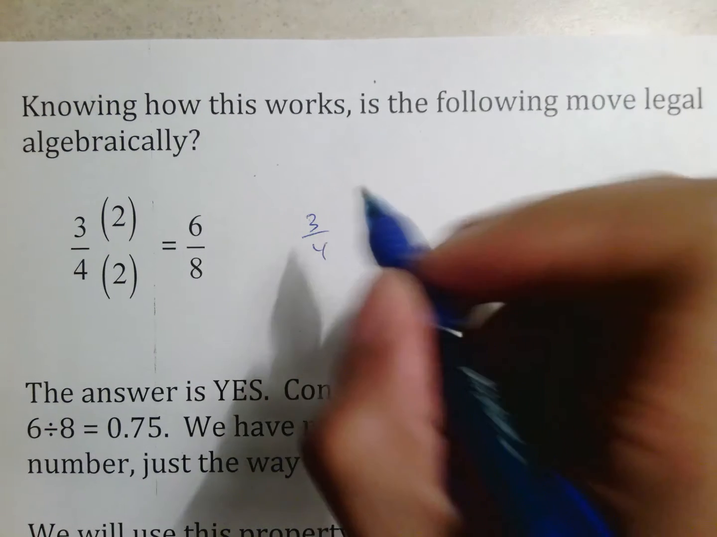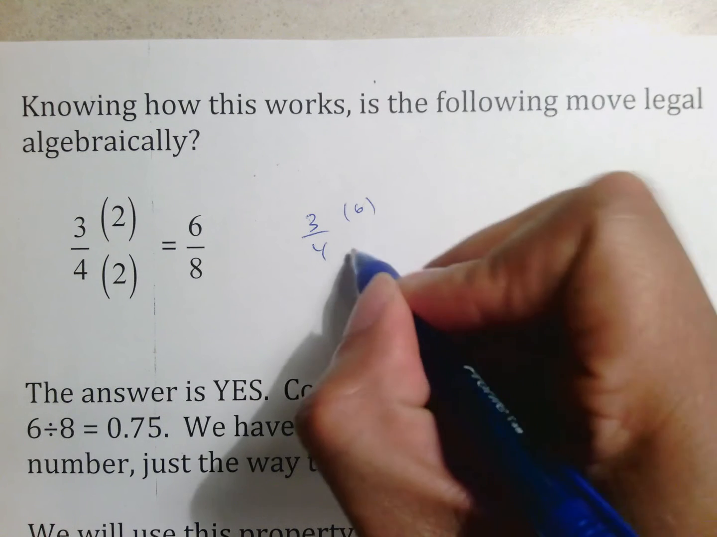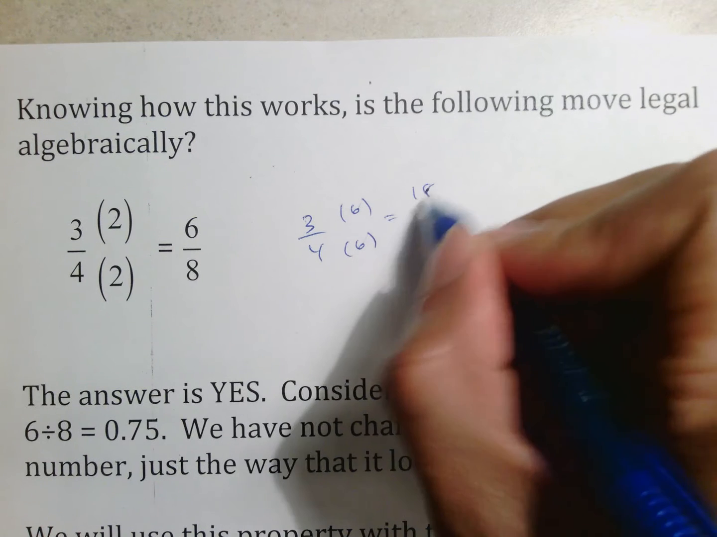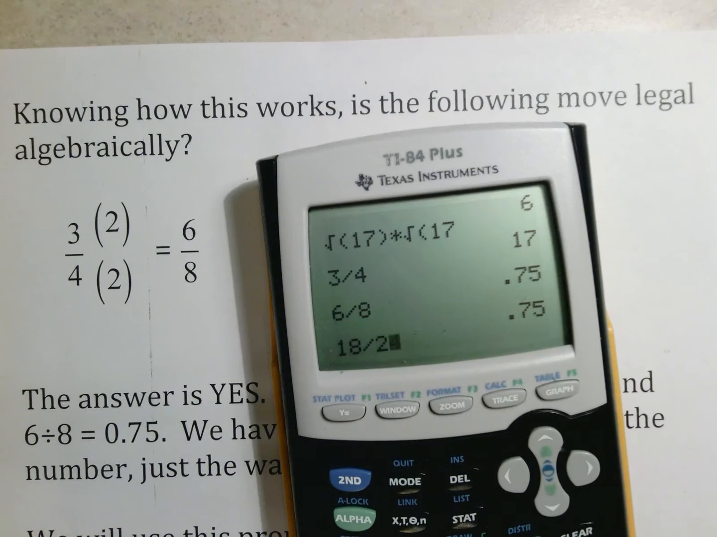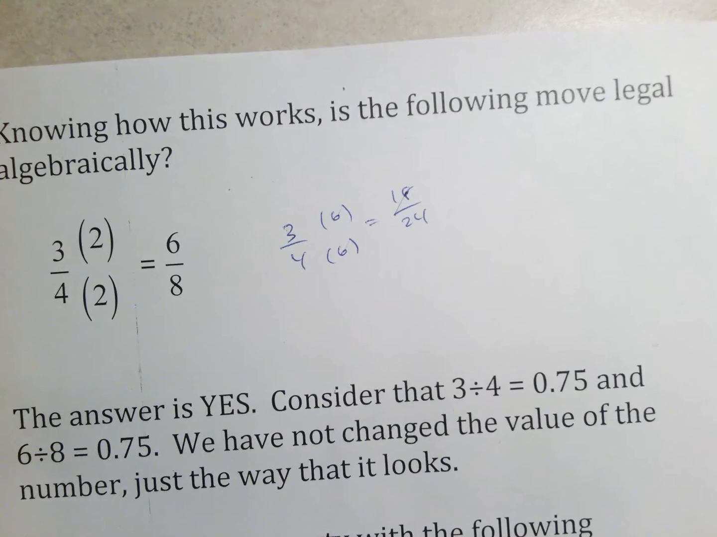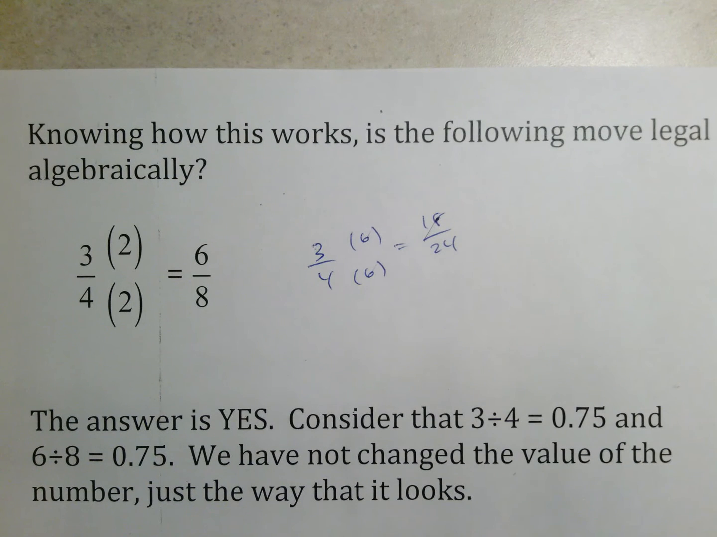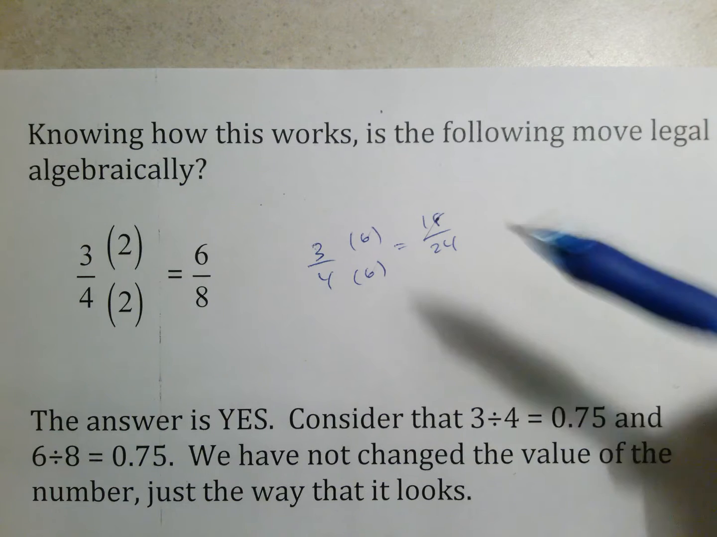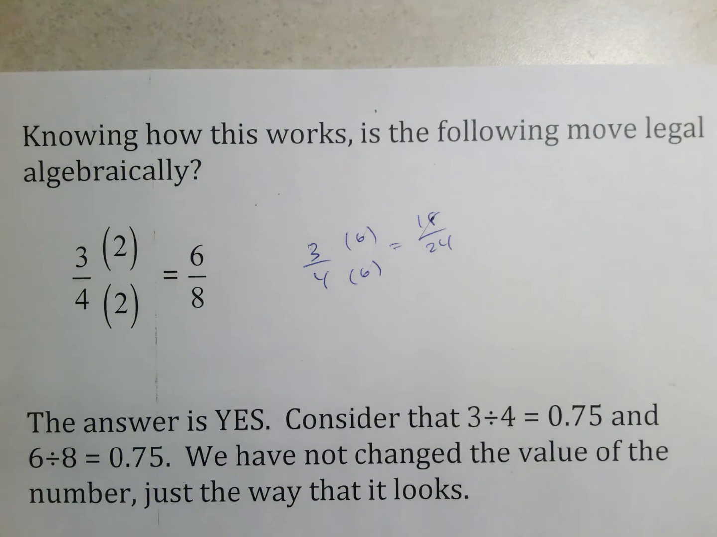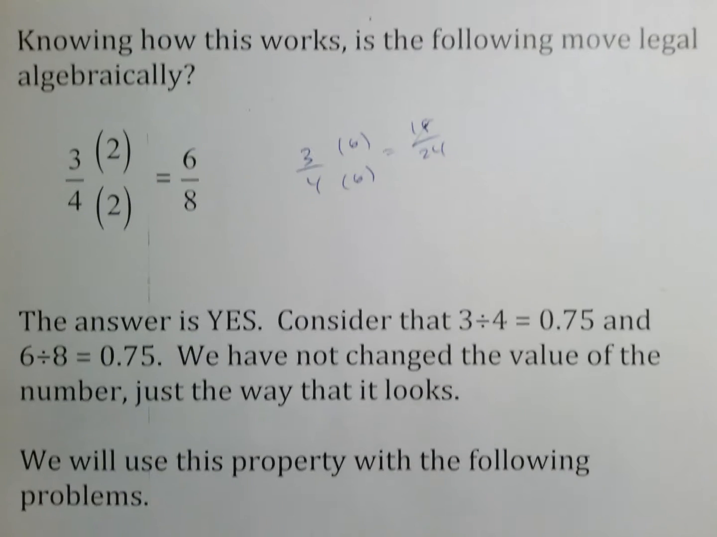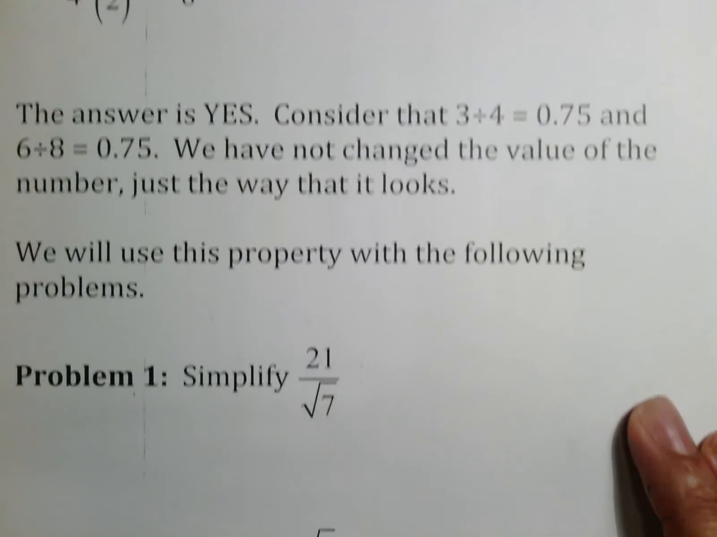Just like I could do 3/4, I can multiply by 6 on top, by 6 on the bottom, turn this into 18 over 24. Look at what 18 over 24 is, 0.75. So you can change the look of a number if you multiply both top and bottom by the same value. Again, think about algebra, where whenever you add 5 to the left, you have to add 5 to the right. It's the same thing here. As long as you treat the bottom and top of the fraction the same, then everything is legal. Alright? We will use this property with the following problems.